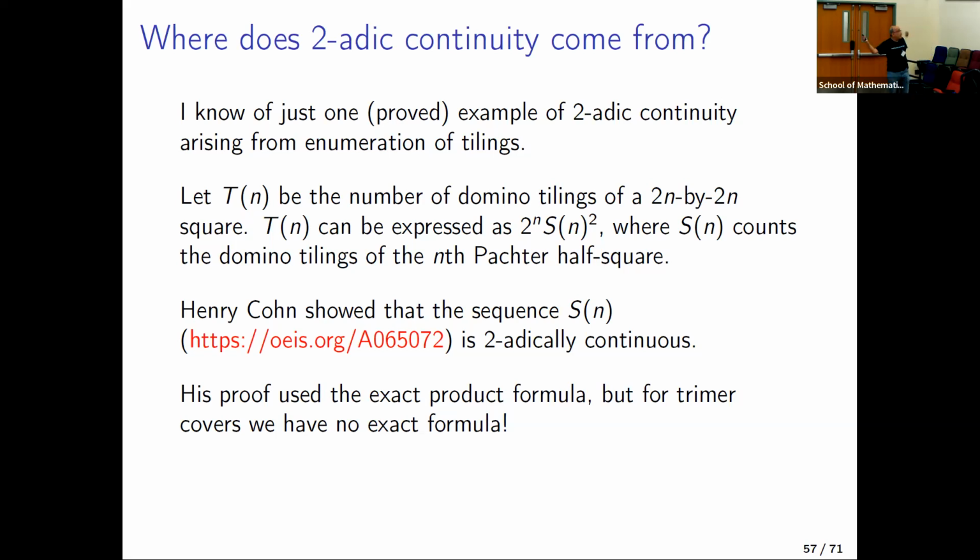But for us, we don't have a product formula. So the only explanation that I can think of for why there'd be this kind of two-adic continuity isn't available. So there are many ways to interpret this, but one of them is maybe there is a product formula. Maybe it's like the product formula for the number of perfect matchings of a 2n by 2n square, which is sort of disguised because you don't see small prime factors, but there's still a nice formula there. So maybe here too, there's some nice product formula.